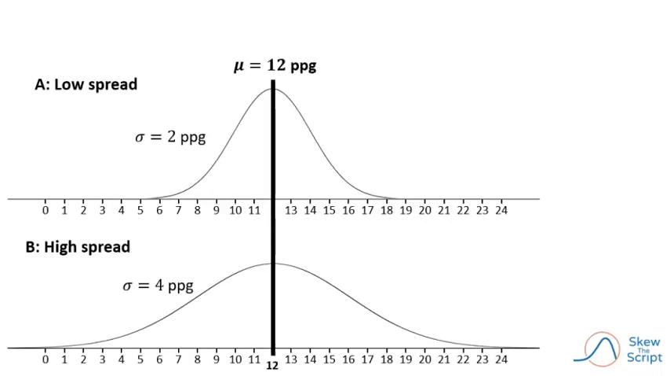So let's take a step back and imagine two players in two leagues. All right, let's dive in here. The first league is a community center league. Here, the average points per game is 12, and the scorers have a standard deviation of 2 points per game. The other league, League B, is at the local YMCA. It also has a mean points per game of 12, but this data is more spread out with a standard deviation of 4 points per game.